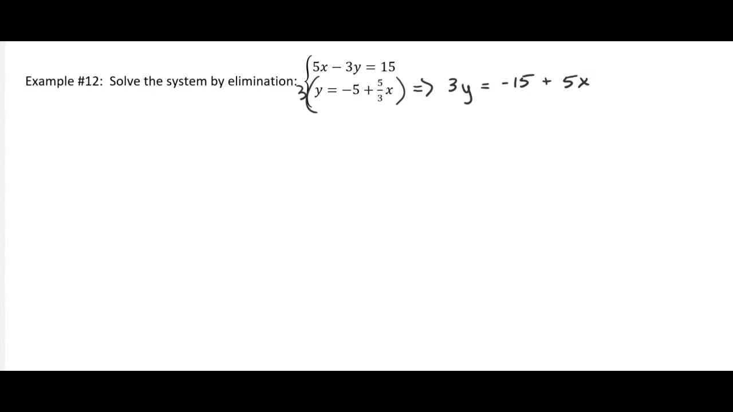Okay. The other problem is it's not set up in that convenient form, where I've got the x term and the y term equals the constant. And so I would like it to be set up like that. So I'm going to move this over to the other side and get negative 5x plus 3y equals negative 15.